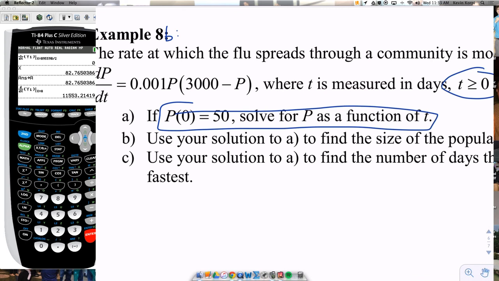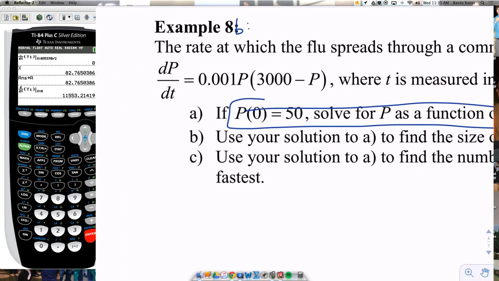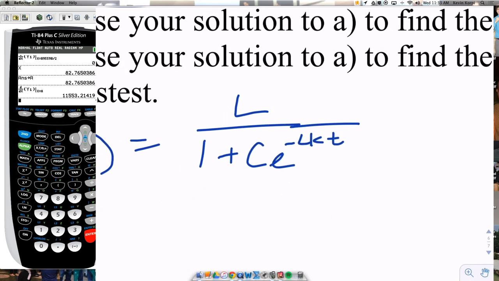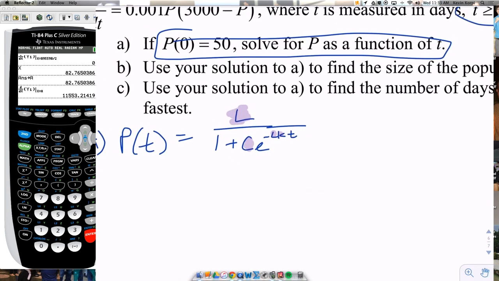So that means to find the particular solution, doesn't it? Do we need to show the separation of variables and do all the integration over again? No. The dy/dt equals k times y and this one, the logistic, are the two that you can go straight to the general solution. So on part A, we're going to go straight to P of t equals L over 1 plus Ce to the minus kt. And all we have to do is figure out the L value, the k value, and the C value. And we'll have it.